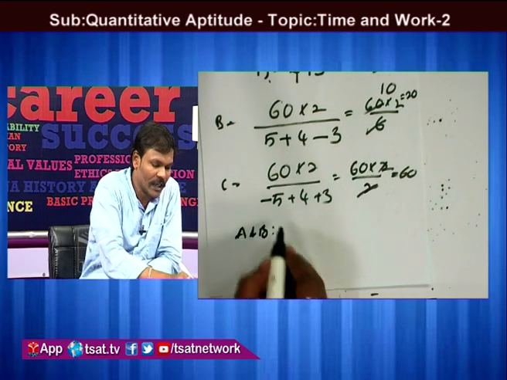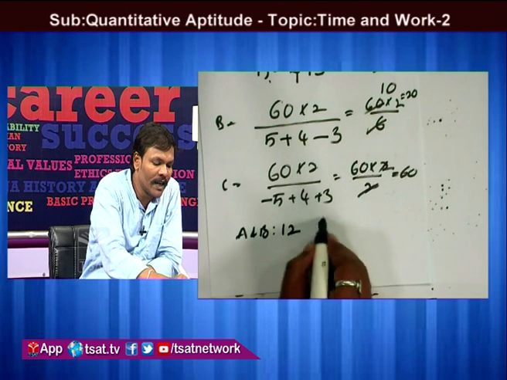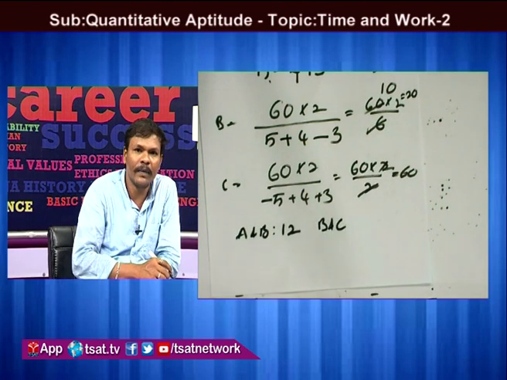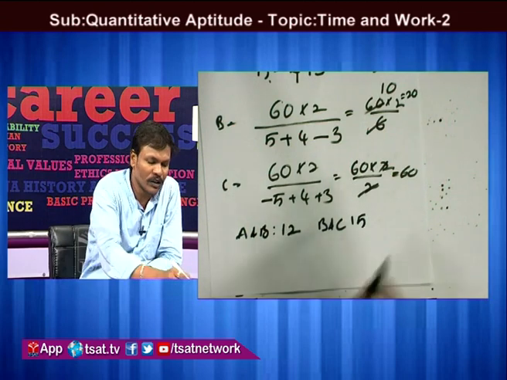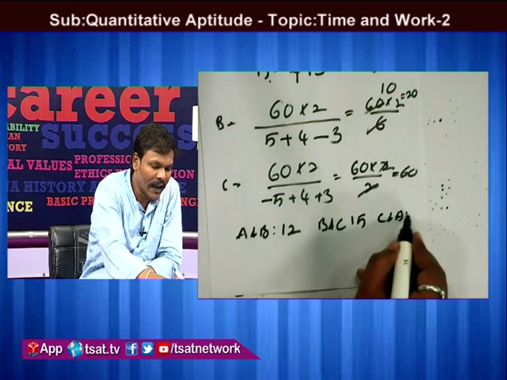A and B is 12. B and C, what is that B and C? It was 15. What is that last one? C and A, what is it?